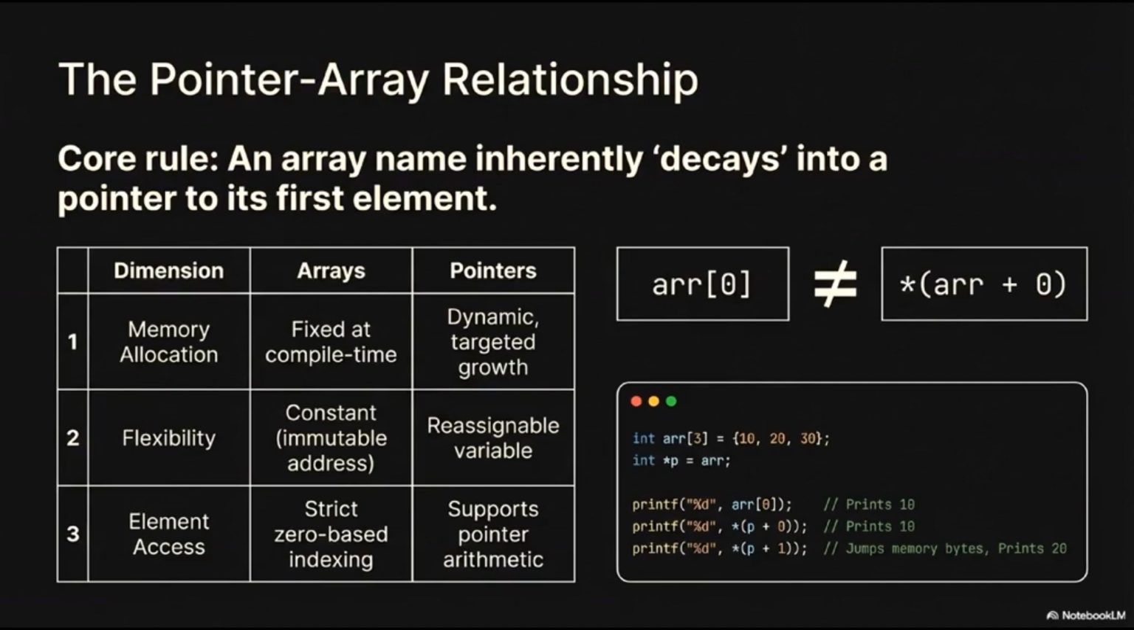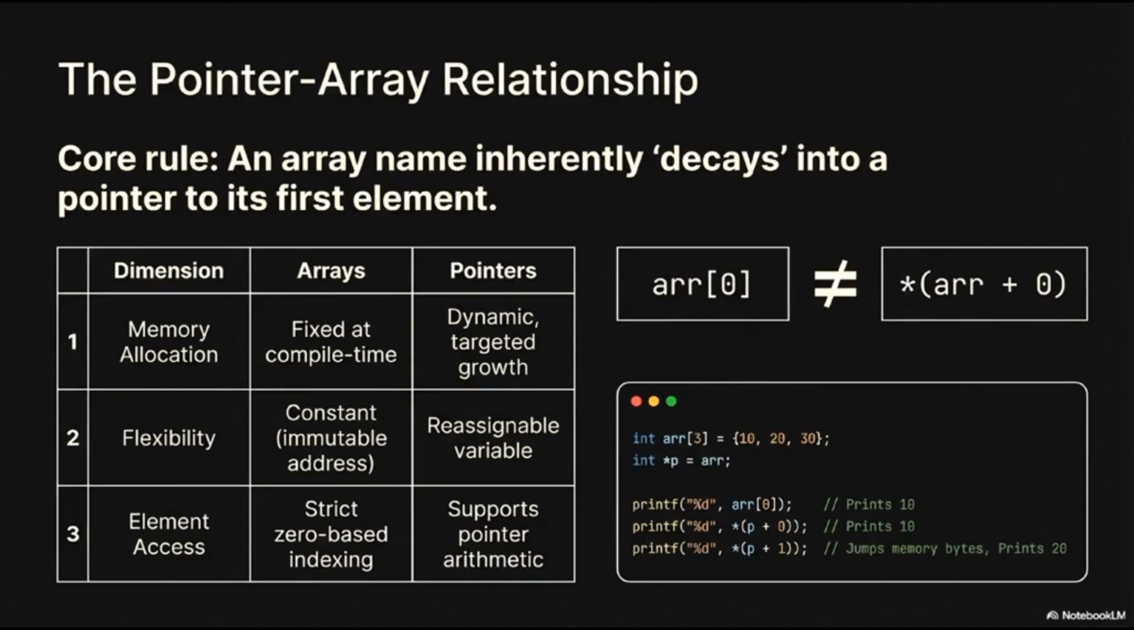Think of a pointer like a reprogrammable TV remote. You can make it point to your living room TV, then your bedroom TV, but an array's name is like the label that's glued to the front of the living room TV. It's fixed, it can't be changed. And this changes how the sizeof operator works too. Sizeof a pointer tells you the size of the remote control itself, but sizeof an array tells you the size of the entire TV.